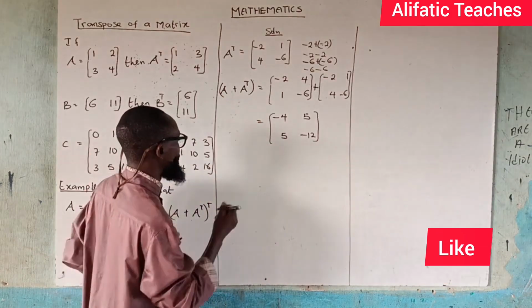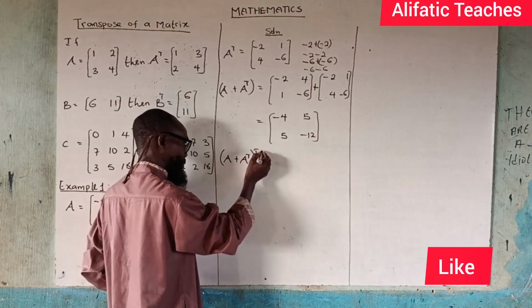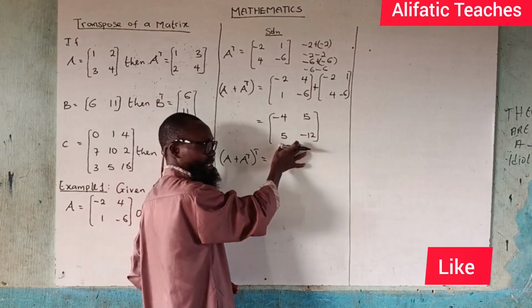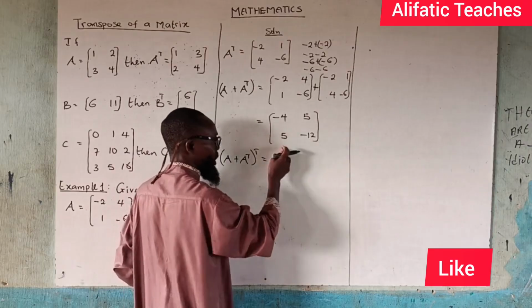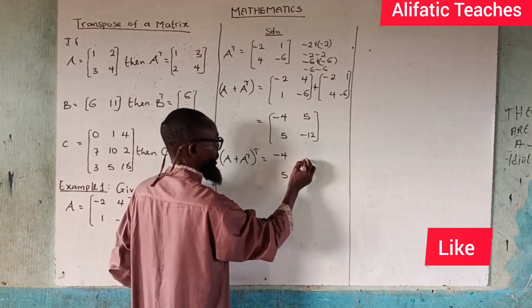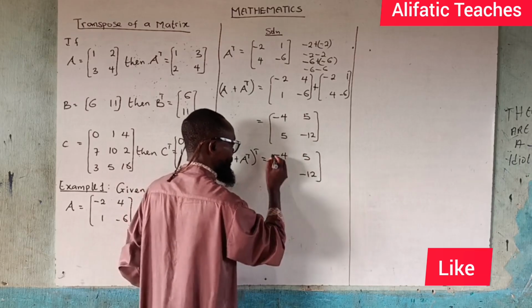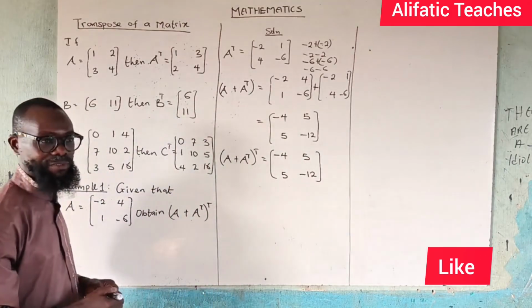Now, finally, we want to find A plus A transpose, then transpose. Meaning, you want to transpose this. So, this row becomes the column: minus 4, 5, then 5, minus 12. So, this is the final answer to this.